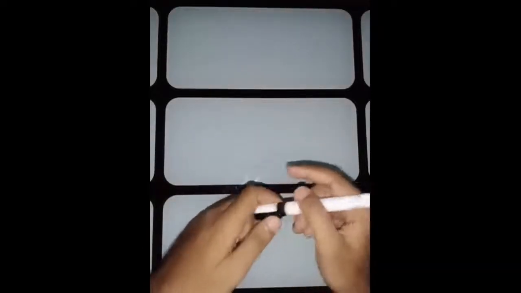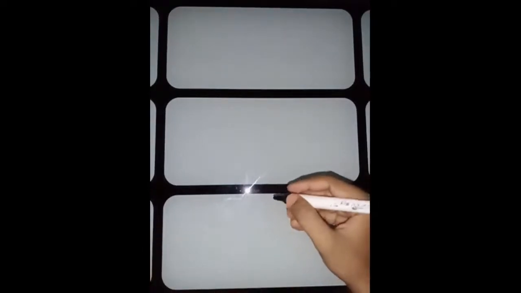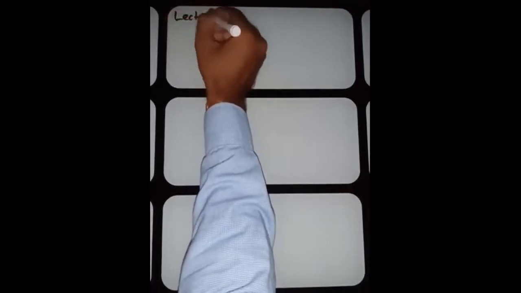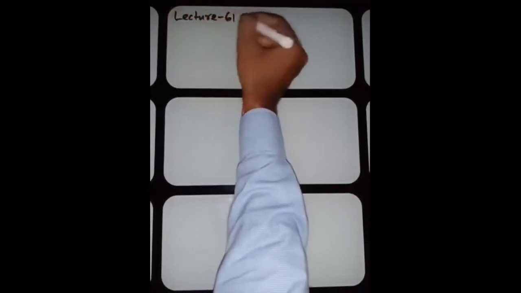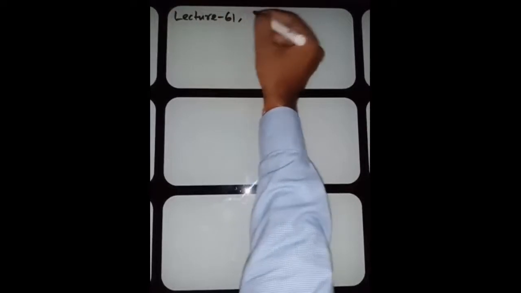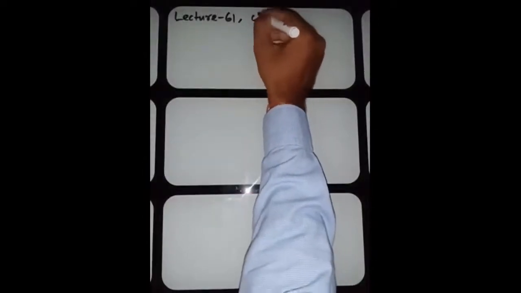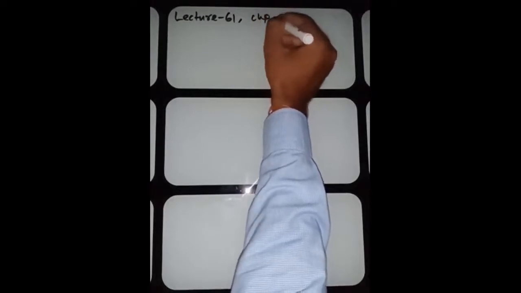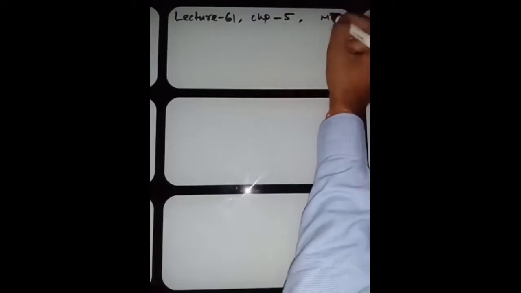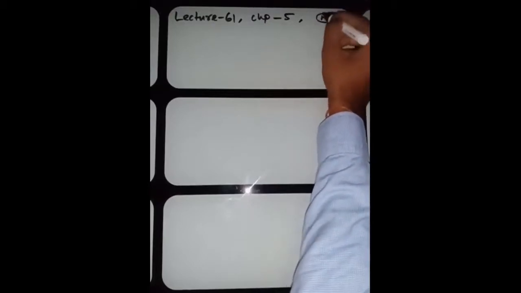Hello my dear student, today we are in lecture number 61 of a new chapter. It is magnetism and matter, chapter 5 of NCERT. This is the code of our chapter, magnetism and matter.